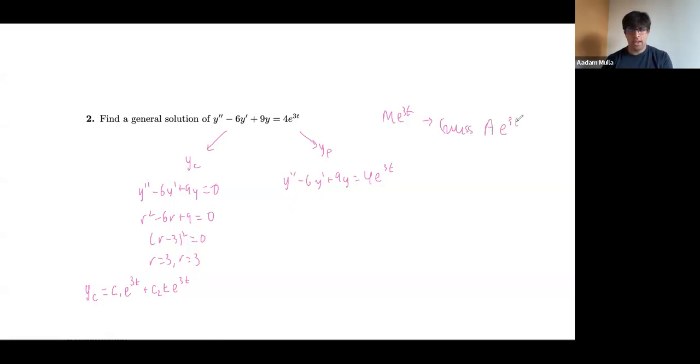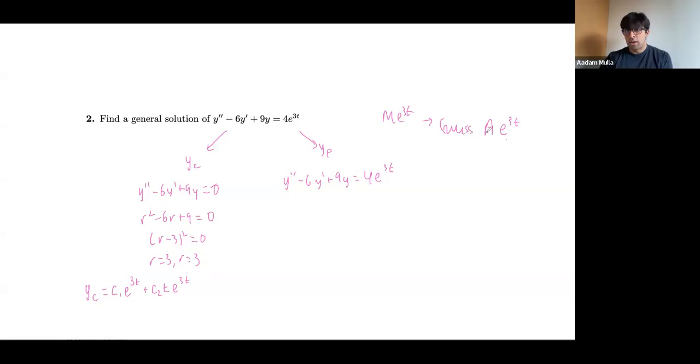Now there's an issue. The issue is that our guess is going to be useless. Why is our guess going to be useless? Because the guess that we're guessing, e to the 3t, is already contained in the solution. We already have a solution for it. We know it's a solution, so it's not going to give us any new information. So remember, anytime we're dealing with that issue, what do we do?